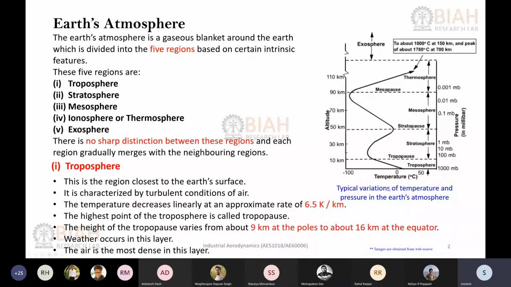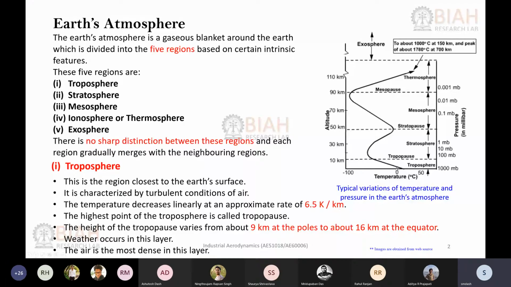All right, so the very first layer is the troposphere, which is the bottommost layer, near to the Earth's surface, near to the ground. In this region, as you go high, the temperature reduces. The rate of reduction of the temperature is around 6.5 degrees Kelvin per kilometer.